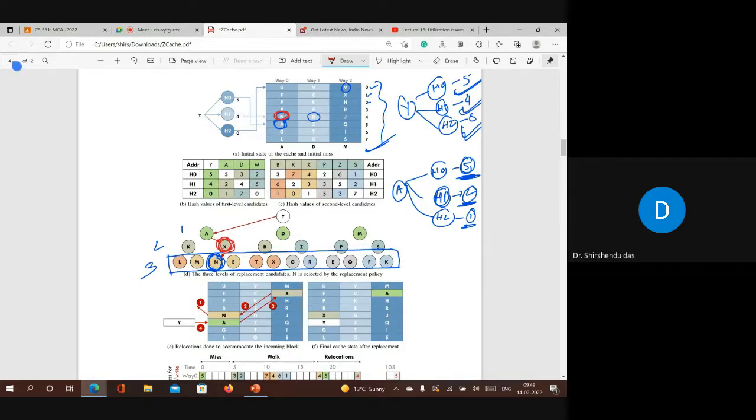So what they will do, n will be removed. They will move x from here to here. Now the position of x is free. In the position of x, what you can do is place a, isn't it? Because a can be placed here, so you'll move a here, and now the original position of a is empty. So in this position you can place y. So this is the replacement policy of Zcache.